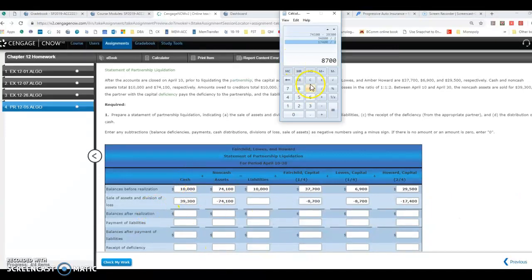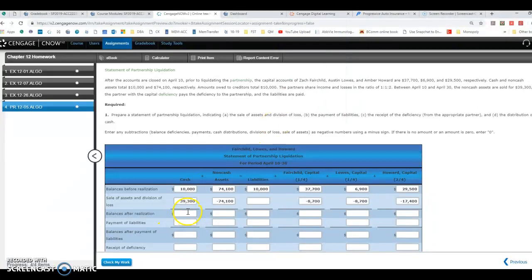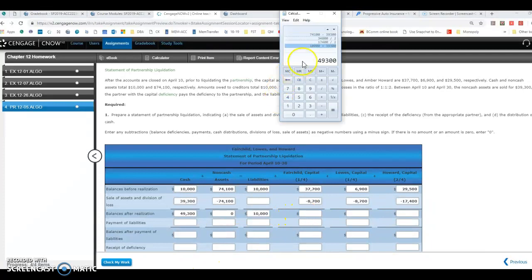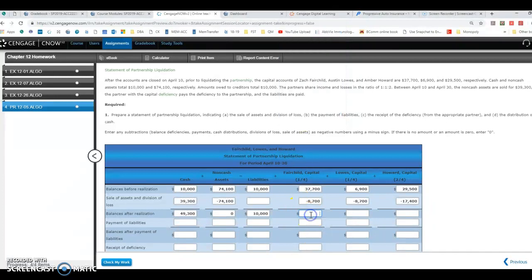So we need our calculator still. Okay, we had $10,000 in cash. We're going to add $39,300, so we're going to put $49,300 in our cash. This is going to be 0, $74,100 minus $74,100. You have to repeat your liabilities. It's still the balance, even though nothing changed. It's a $10,000 balance. Okay, let's calculate Fairchild's amount. $37,700 minus $8,700. Okay, $29,000 remains in the capital account for Fairchild.